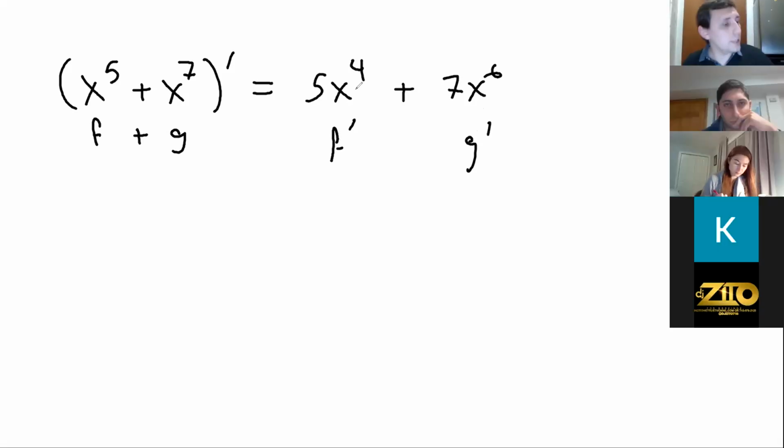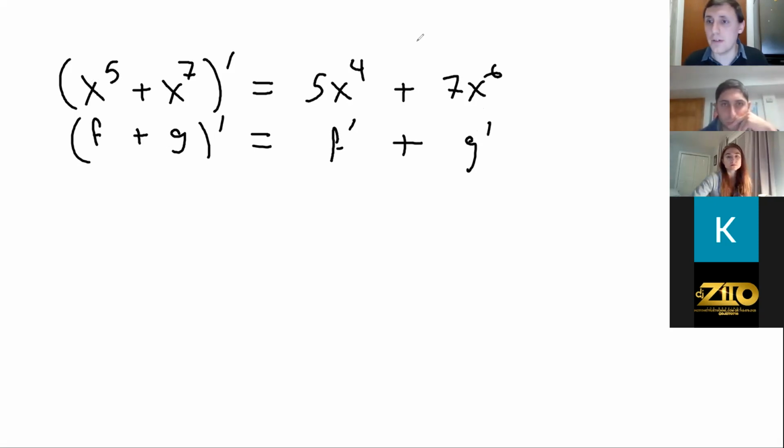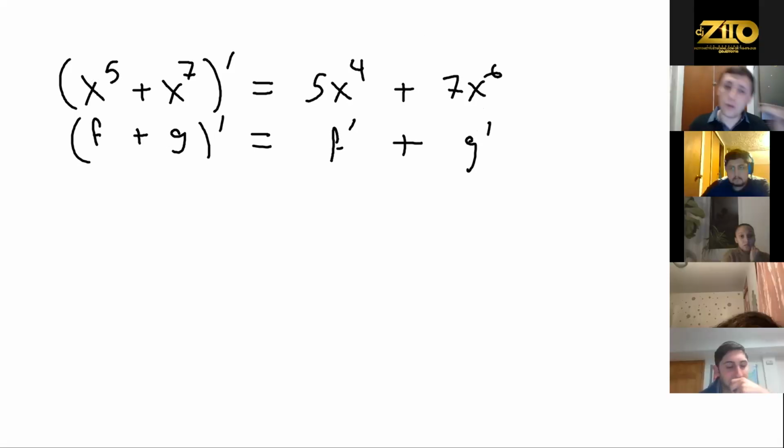So you think that the derivative of the sum is the sum of the derivatives. Is it true in general, or is it just true for those particular functions? That's how you formulate your theory.